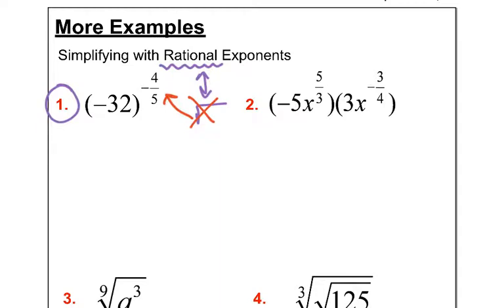All right, well, let's deal with this one. I want negative 32 to the negative 4 over 5. Okay, like before, there's so many different ways to solve and simplify these, friends. I'm going to try to find the best way to help you remember.